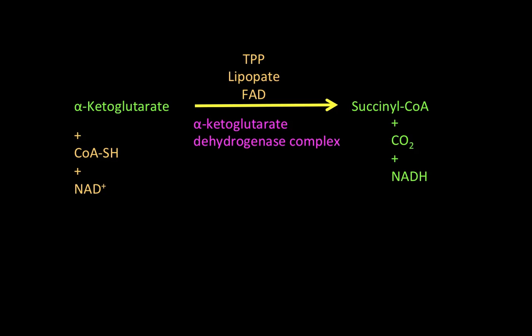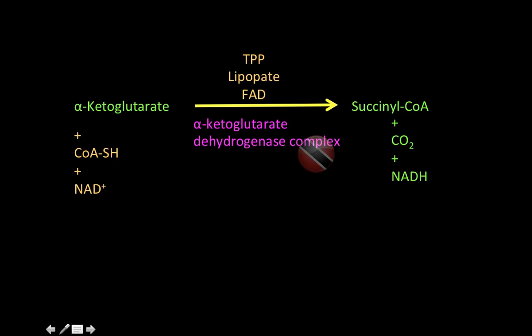Now this enzyme and the enzyme before, pyruvate dehydrogenase, have very similar enzyme mechanisms, and because of that they share the same 5 cofactors. So you'll see that the 5 cofactors for alpha ketoglutarate dehydrogenase are coenzyme A, NAD+, TPP, lipoate, and FAD. And the alpha ketoglutarate dehydrogenase complex is converting alpha ketoglutarate to succinyl-CoA plus carbon dioxide plus NADH.